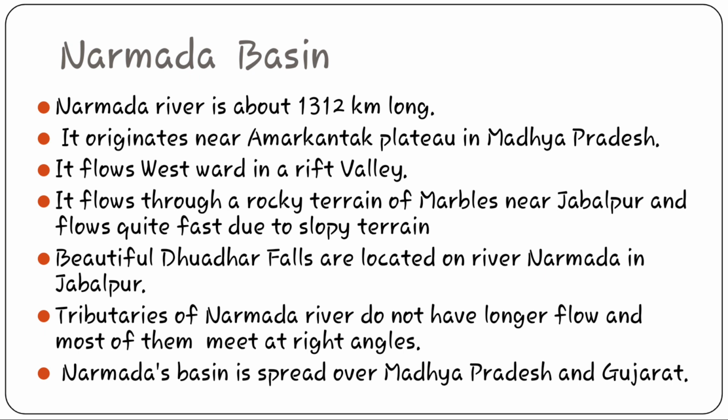It flows westward in a rift valley. It flows through a rocky terrain of marbles near Jabalpur and flows quite fast due to sloping terrain. Beautiful Dhuandhar falls are located on river Narmada in Jabalpur. Tributaries of Narmada river do not have longer flow and most of them meet at right angles. Narmada's basin is spread over Madhya Pradesh and Gujarat.